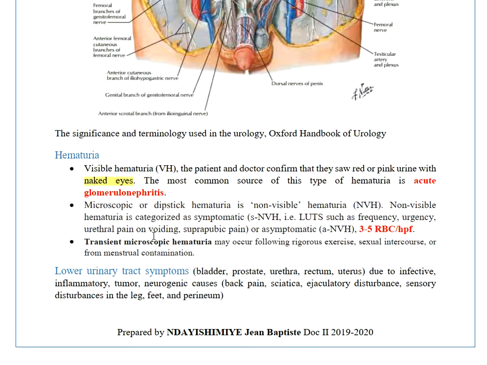The other type of hematuria is what is known as transient microscopic hematuria, which may occur following rigorous exercise or sexual intercourse or from menstrual contamination. These are the common causes of hematuria.